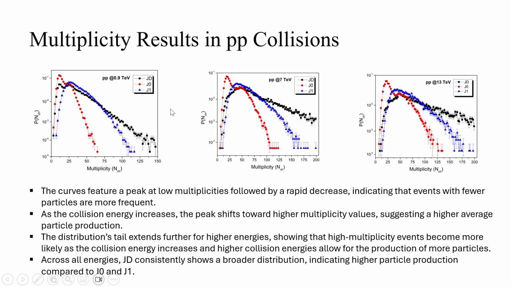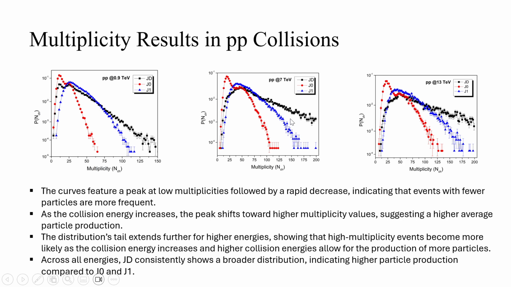Also, you can see that as the energy increases, the peak shifts towards higher multiplicity. This is the lowest energy, and you can see a rapid decay. But as you increase the energy, the decay shifts a little towards higher multiplicity. Here the decay extends up to 150, whereas at lower energy it decays rapidly up to 20. So as the energy increases, the peaks shift towards higher multiplicity.